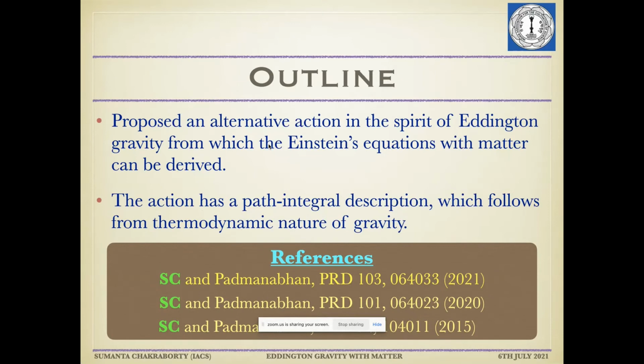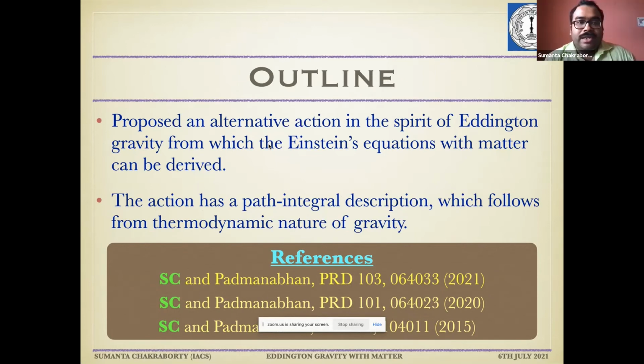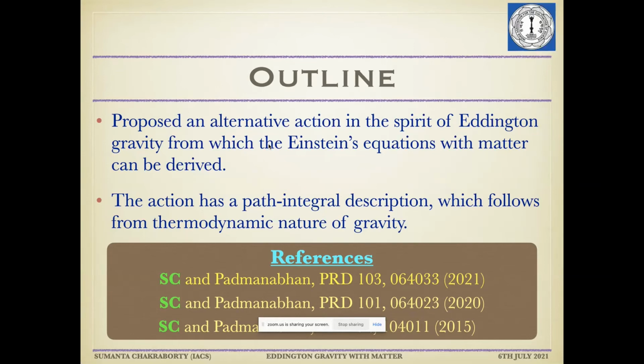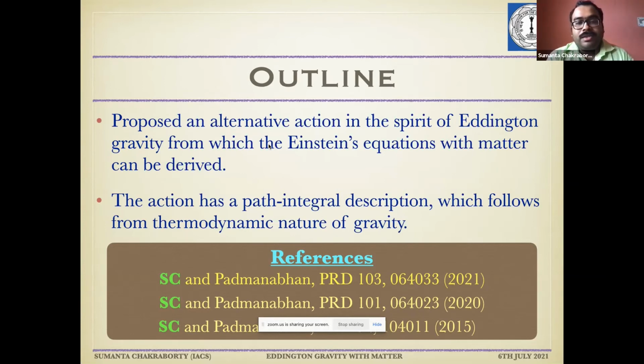Yeah. So this is a brief outline of my talk. I have tried to propose an alternative action in the spirit of Eddington gravity, from which Einstein's equation with matter can be derived, which I will elaborate upon. Then I will show that this action can have a path integral description, and this path integral description is what follows from the thermodynamic nature of gravity. And I have also listed the references on which this talk will be based.